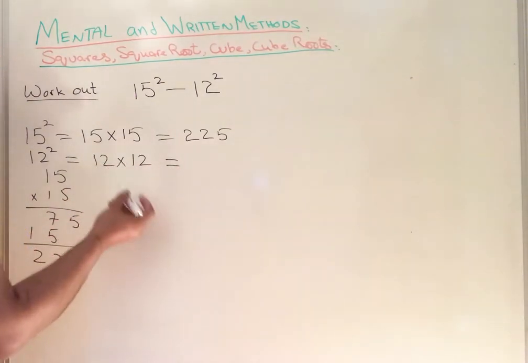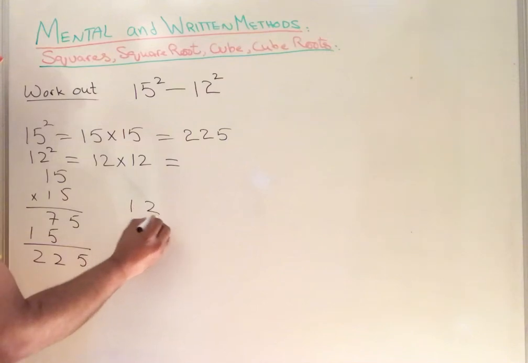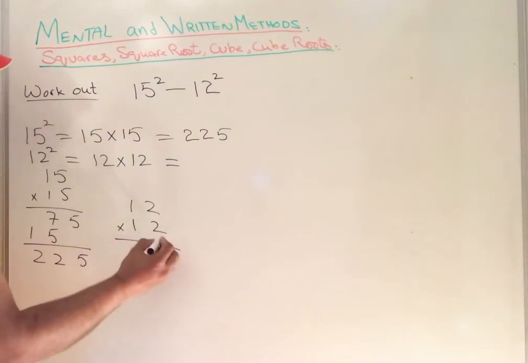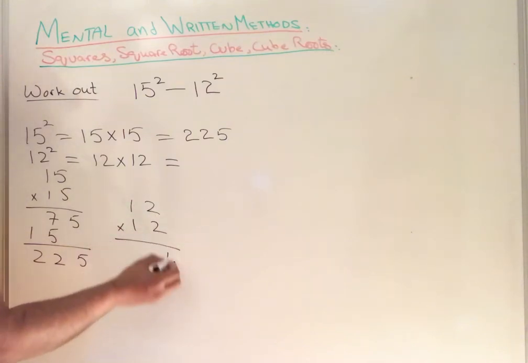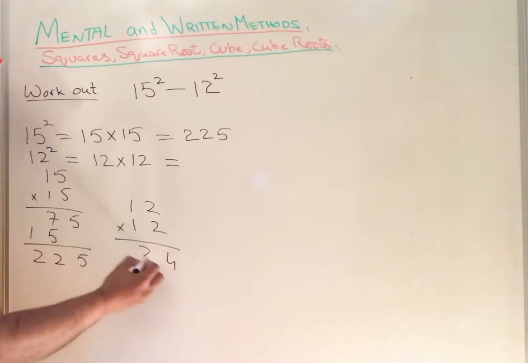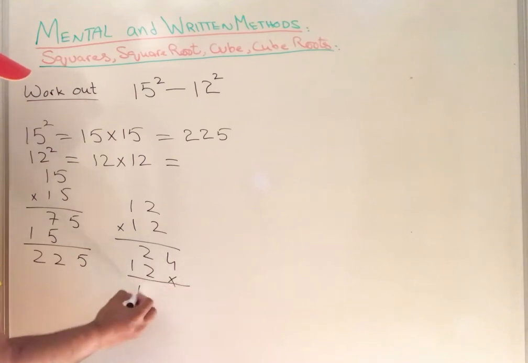And in the same way, we need to find 12 squared, which is 12 times 12. If you know the square of 12, you can write it down straight away. If not, then you have to multiply. 2 2s are 4, 2 1s are 2, 1 2 is 2, 1 1 is 1. So 144.